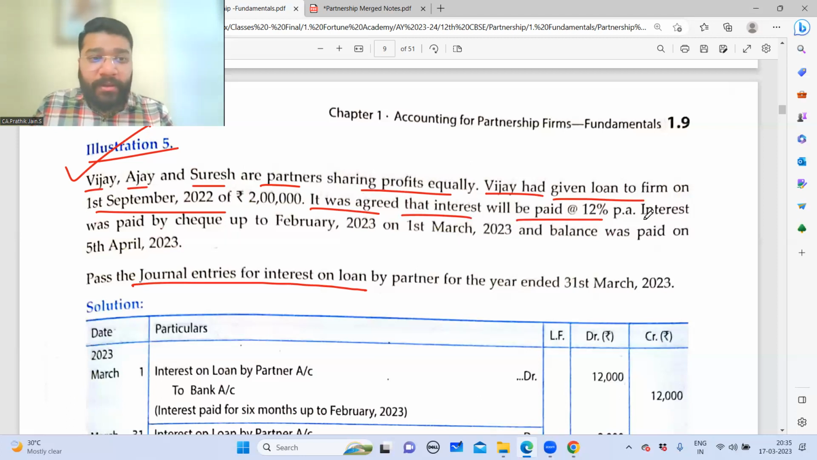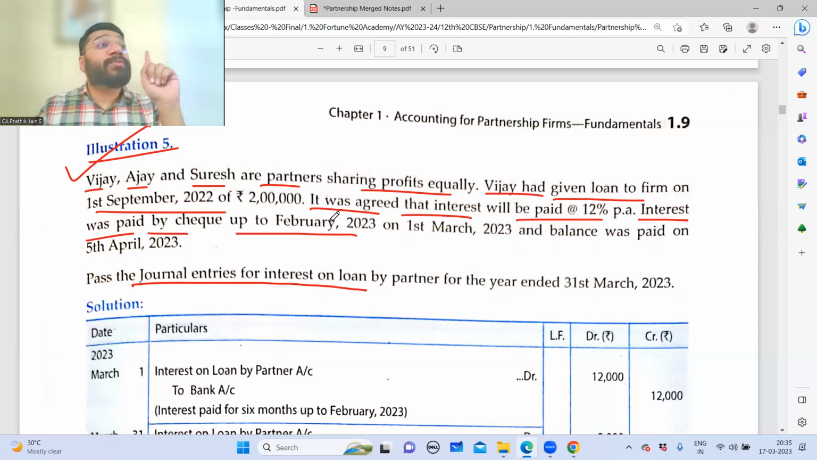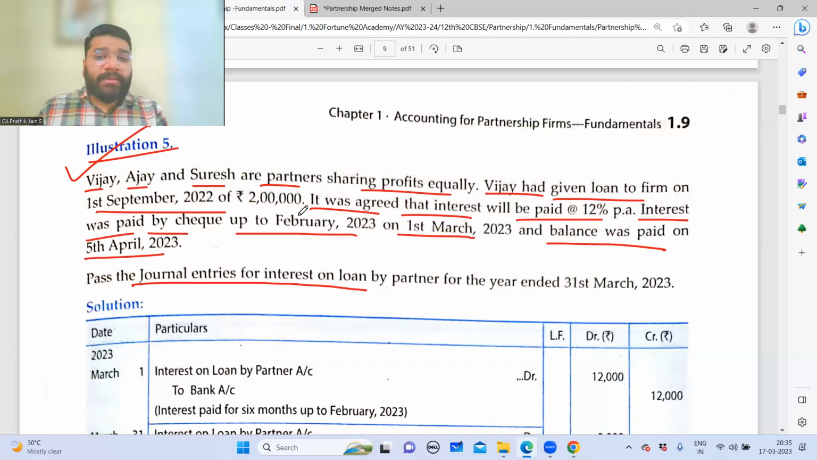Very important. Now, this is not the twist here. The twist is that interest was paid by cheque up to February 2023. Interest was paid on 1st March 23, and the balance was paid on 5th April. That is, interest was paid by cheque up to February. So till February, whatever interest was due, that was paid on 1st March. And for the month of March, whatever the pending amount is, it is still pending.